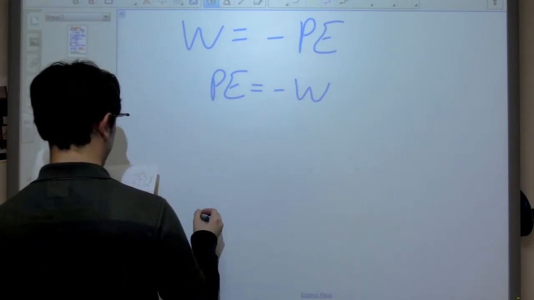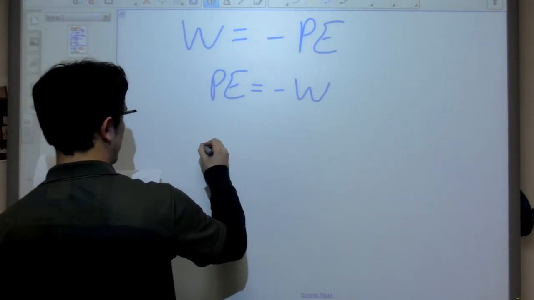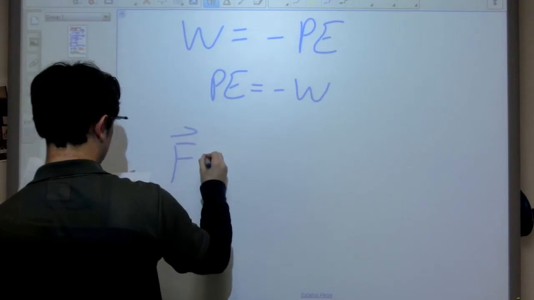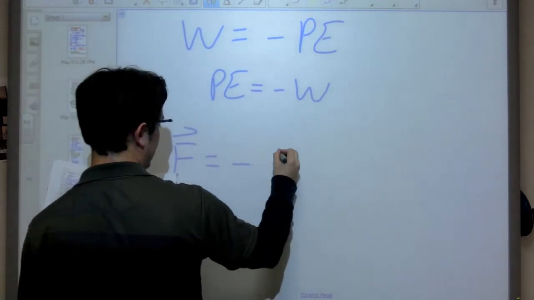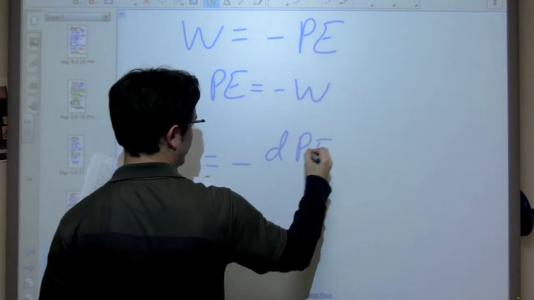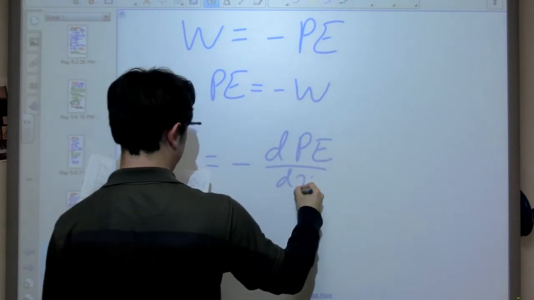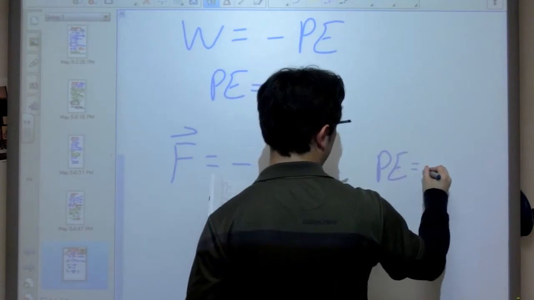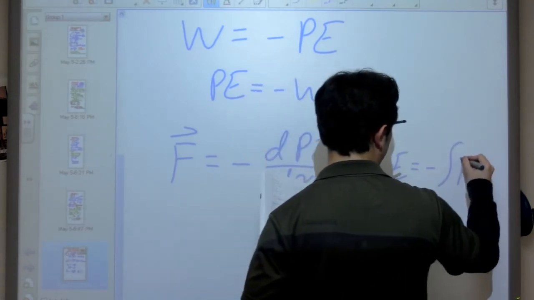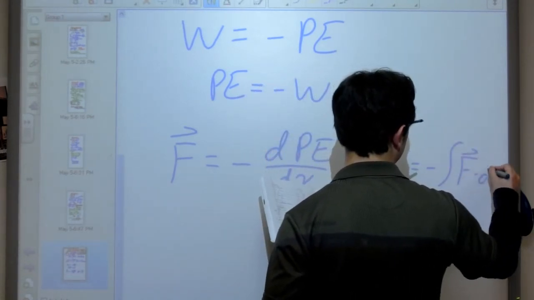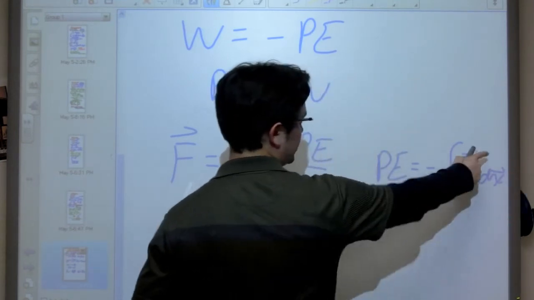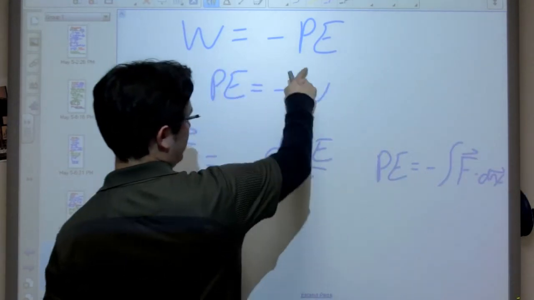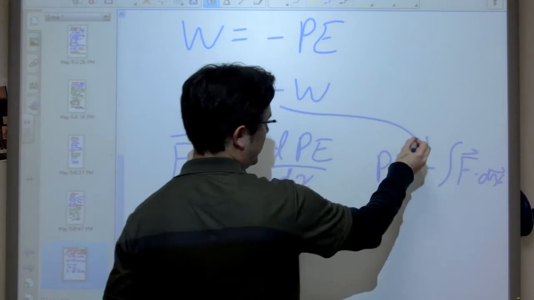I'm going to double check it so I don't have this wrong, but our force equals negative the derivative of our potential energy with respect to x. Or conversely, our potential energy equals negative integral F dot dx. In other words, here's our work, negative, bingo, it's this equation all over again.